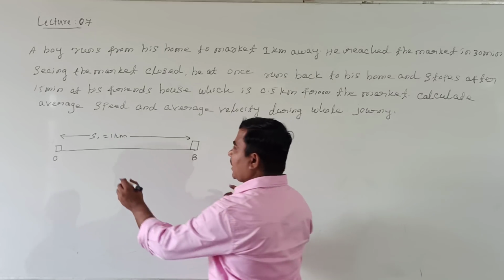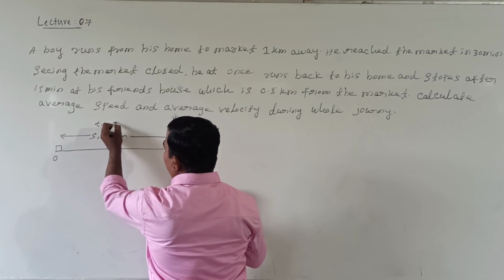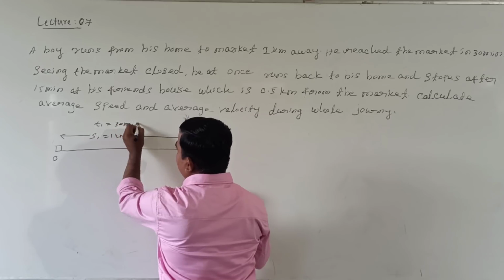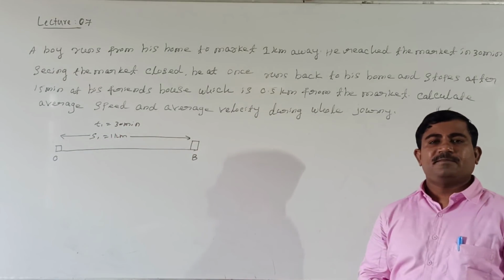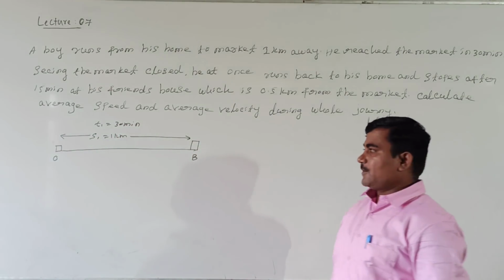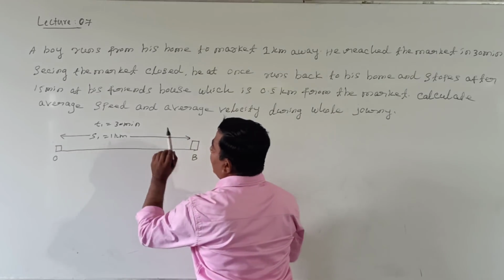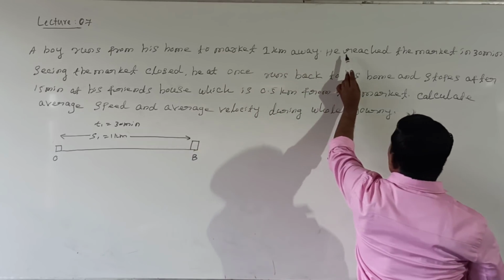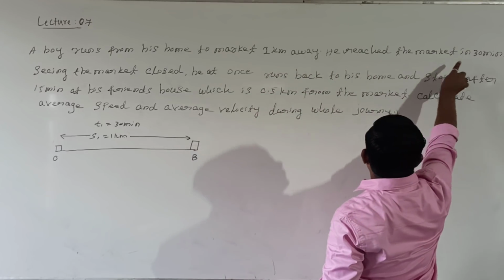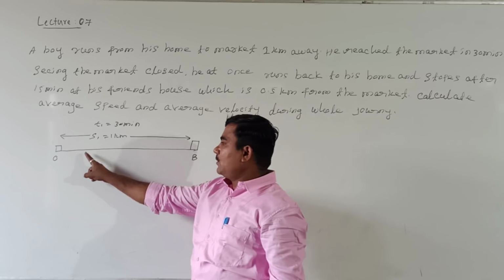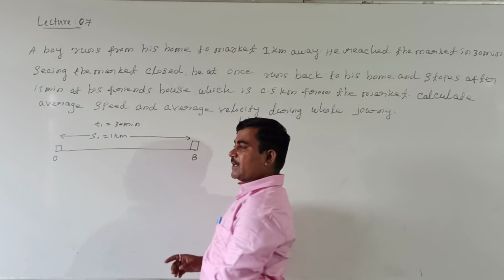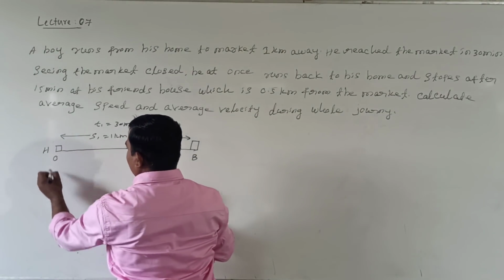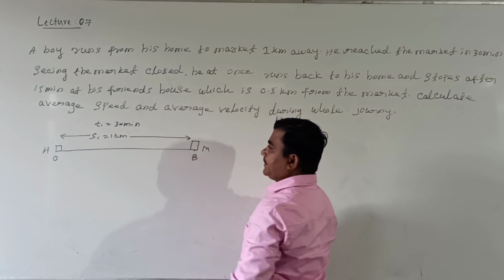In how much interval of time? In the time interval 30 minutes. What has he done? The boy goes from home to market. The boy runs from his home to market 1 kilometer away. He reached the market in 30 minutes. Home to market. Consider it is the home. This is what we are calling market.